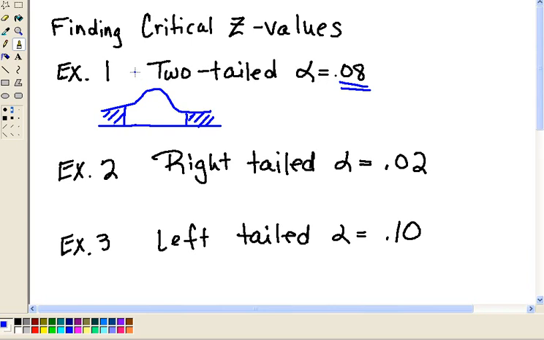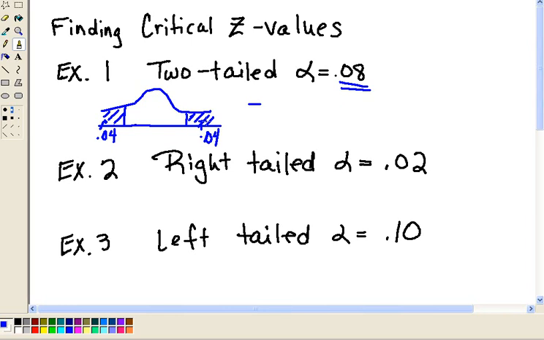Now notice that this distribution is symmetric, meaning that the area here has to equal the area here. So when it's a two-tailed test, I'm going to take my alpha and divide it by 2, and know that the area over here has to be 0.04, and the area in here has to be 0.04. That's why it's important that we know what tail it is. If it's two-tailed, you take your alpha and divide it by 2.